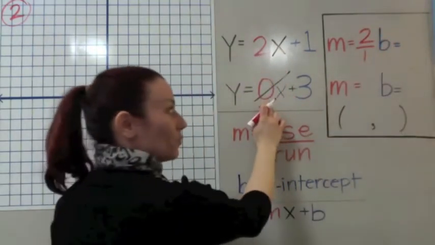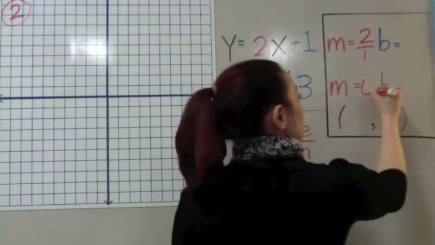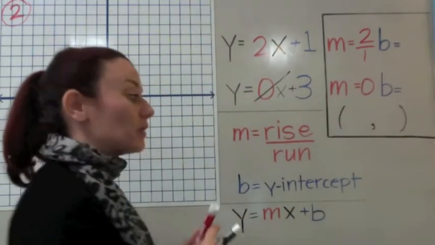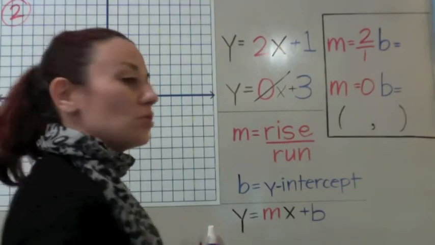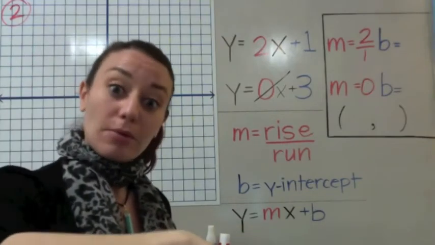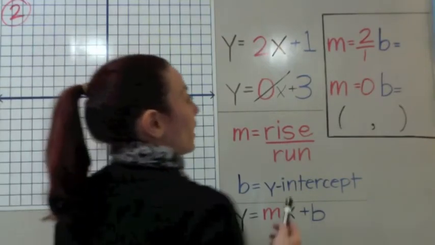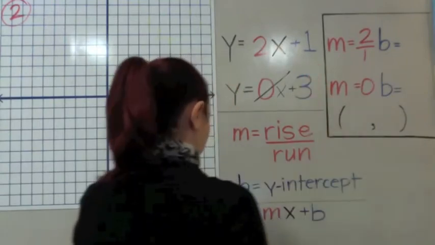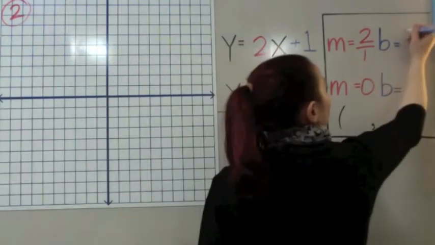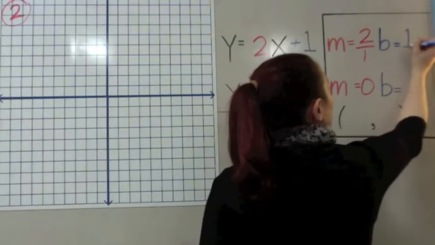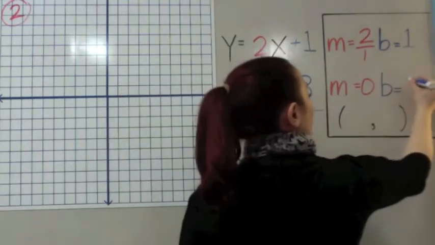And what did we say the slope is for the second line? It is 0. It's going to be 0 slope, all right? So it's going to be a horizontal line if we remember that. All right, let's take a look at the y-intercepts. What's the y-intercept of the first line? It is 1. And the y-intercept of the second line is 3.